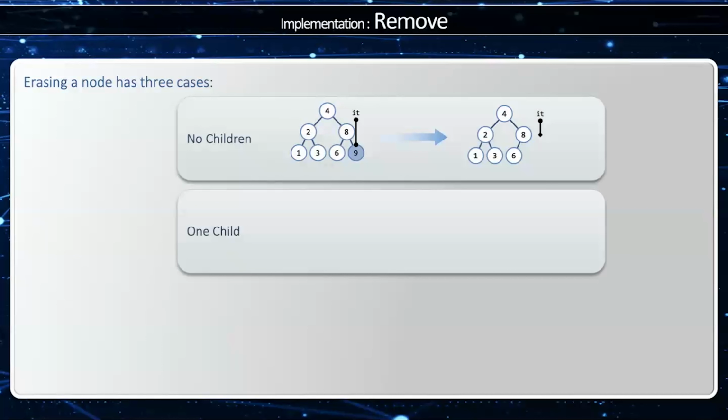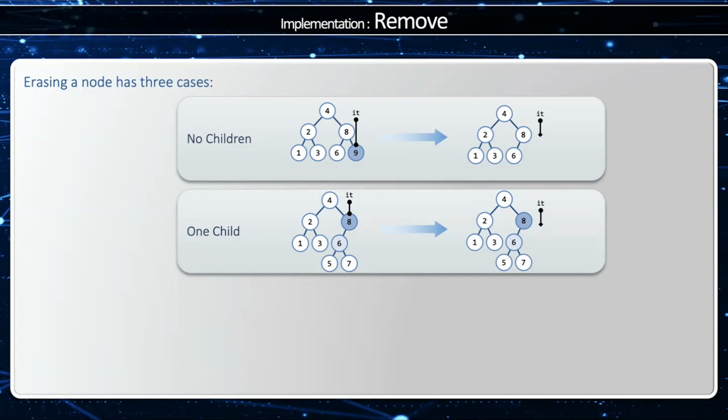The second is when I have one child. In this case, I would like to delete the node 8. Now, 8 has a left child, 6, but no right child. In this case, I'm going to take the child and it's going to replace the position in the tree of the node we are erasing.